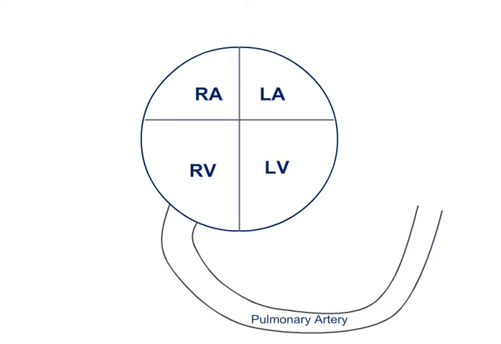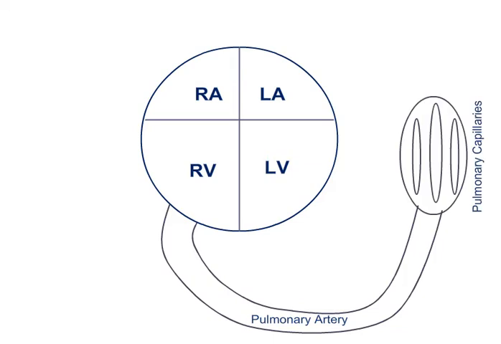We're now going to draw our pulmonary capillaries. The capillaries are the smallest of the blood vessels, and this is where exchanges of gases like oxygen and carbon dioxide take place. Leading away from the pulmonary capillaries is the pulmonary vein. A vein is a vessel that carries blood back to the heart, and so the pulmonary vein's job is to carry blood from the pulmonary capillaries back to the left atrium.